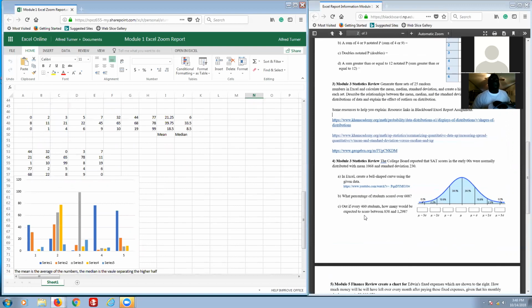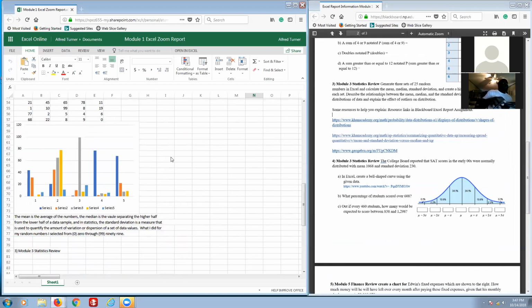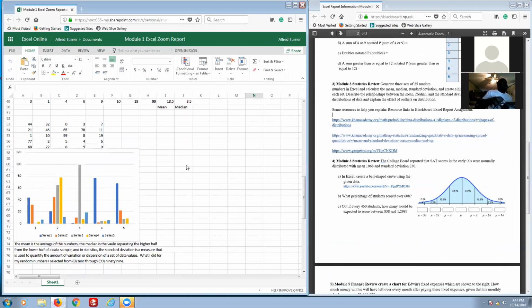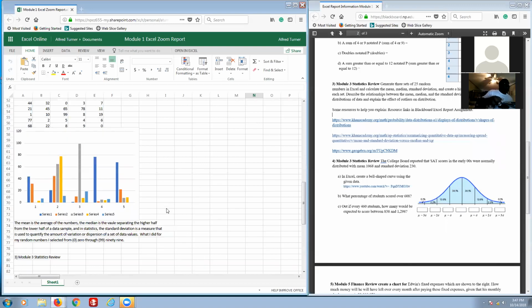Module 3, statistics review. Generate 3 sets of 25 random numbers in Excel. Calculate the mean, the median, and standard deviation. I chose these numbers right here: 44, 21, 1, 77. It wanted me to give you a, hold on.